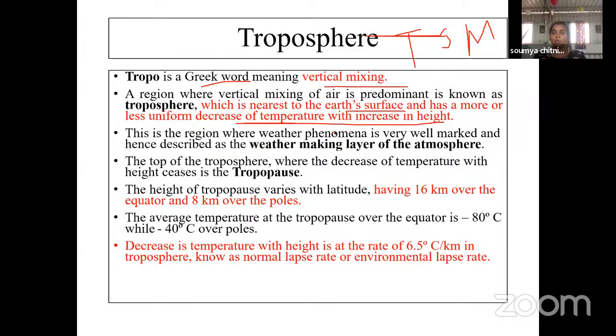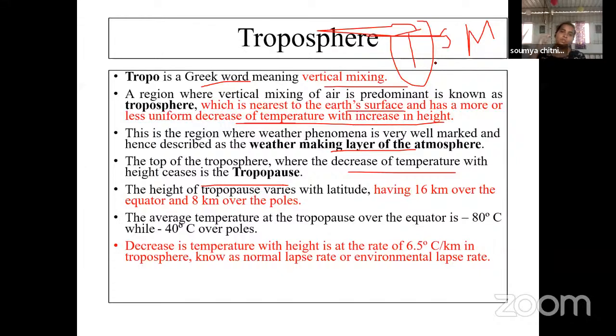Okay, and this is the region where weather phenomena are very well marked, described as the weather making layer of the atmosphere. Most of the weather activities happen in the troposphere only, though a part can be expected from the stratosphere, but most of the weather phenomena like rainfall or cloud formation take place in troposphere only. The top of the troposphere, where the decrease of temperature with height ceases, is the tropopause.